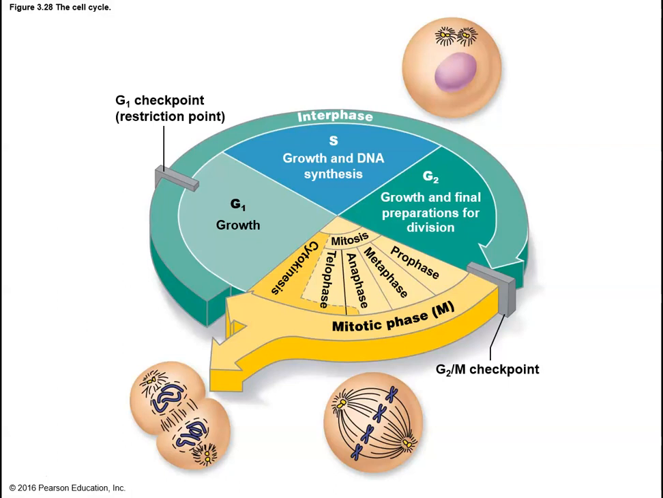Once G2 is finished, then we actually go into the actual process of division called mitosis. So G1, S, and G2 are collectively known as interphase. For an average generic cell, about 90% of its life might be spent in interphase, not actually dividing, but getting ready to. Roughly only 10% of that cell's life would be spent in the mitotic phase, in the actual processes of division. Obviously, this will differ based on what kind of cell you're talking about.